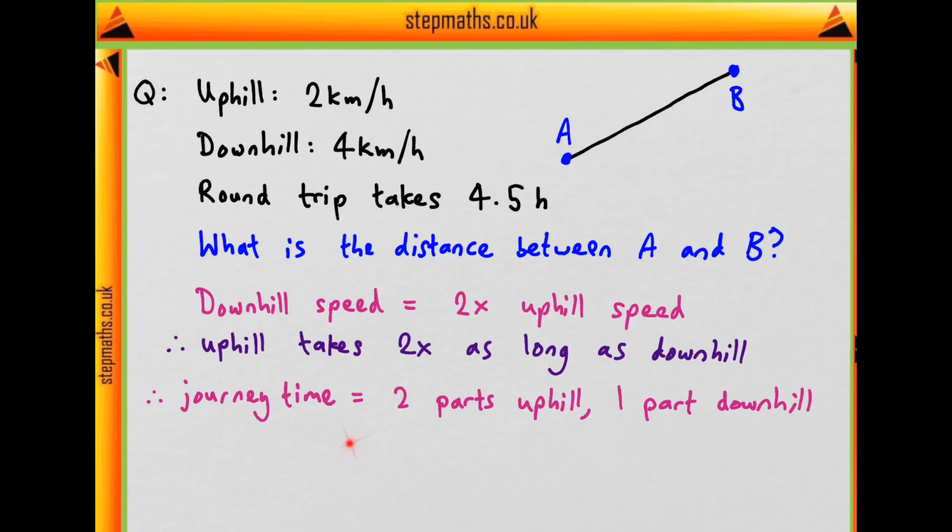Now, how long is each one of these parts? So there are 3 parts in total, making up 4.5. 4.5 divided by 3 is 1.5 hours.